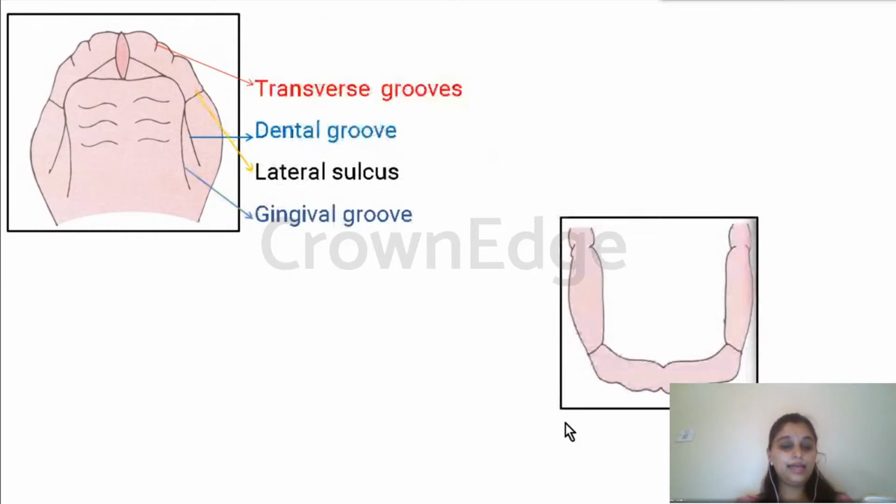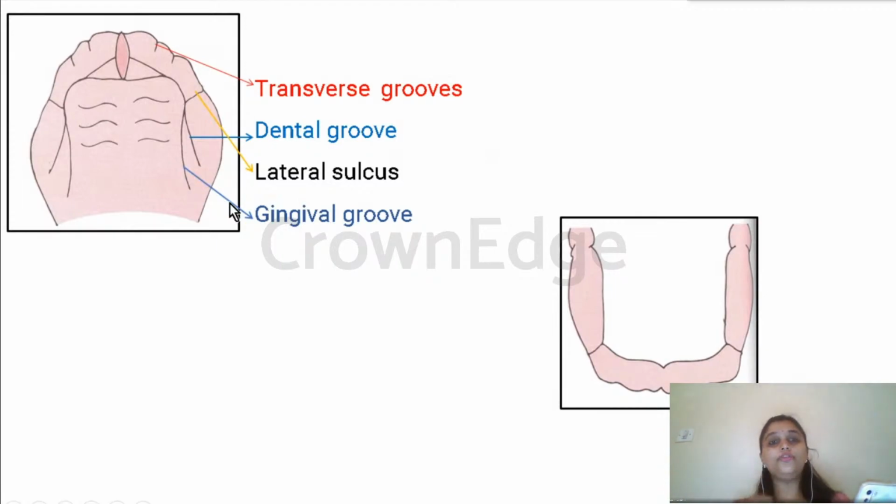So this is the answer. A is your transverse groove. Yeah, I think we got that right. Okay. B is the dental groove. B is the blue arrow here, this blue arrow which is going straight. Okay. C is the lateral sulcus. A few of them have got it mixed up. Yes. C is the lateral sulcus and D is the gingival groove.